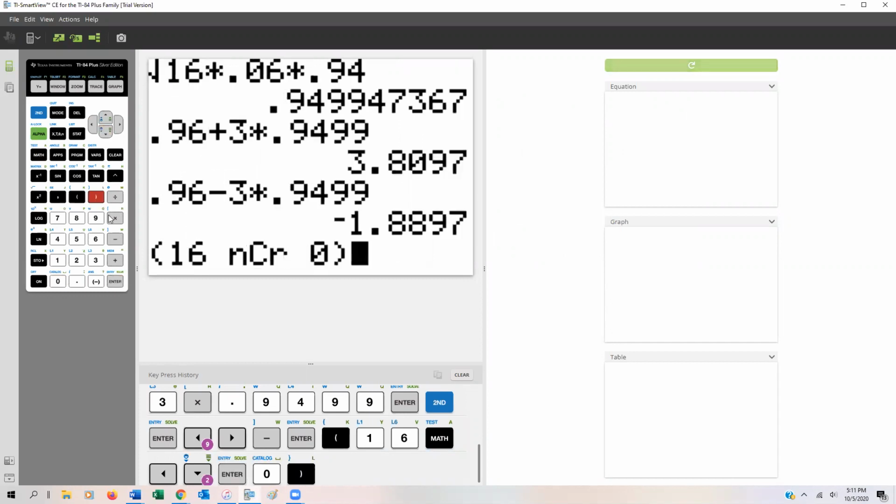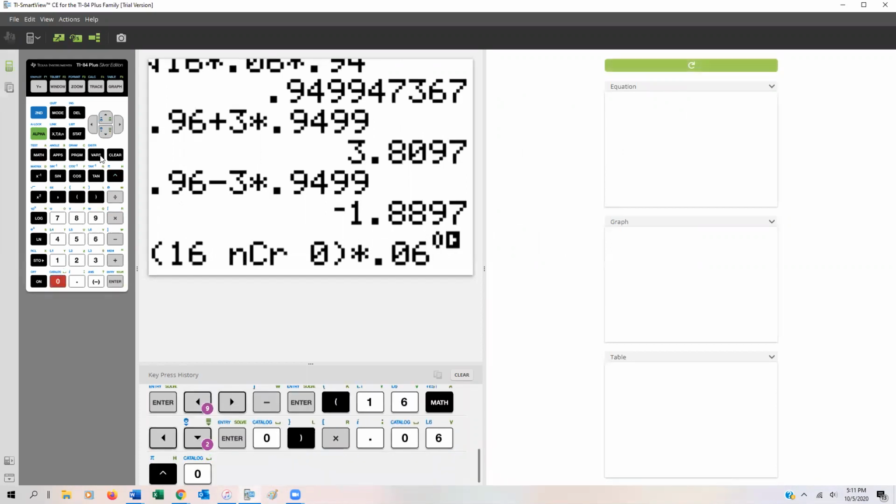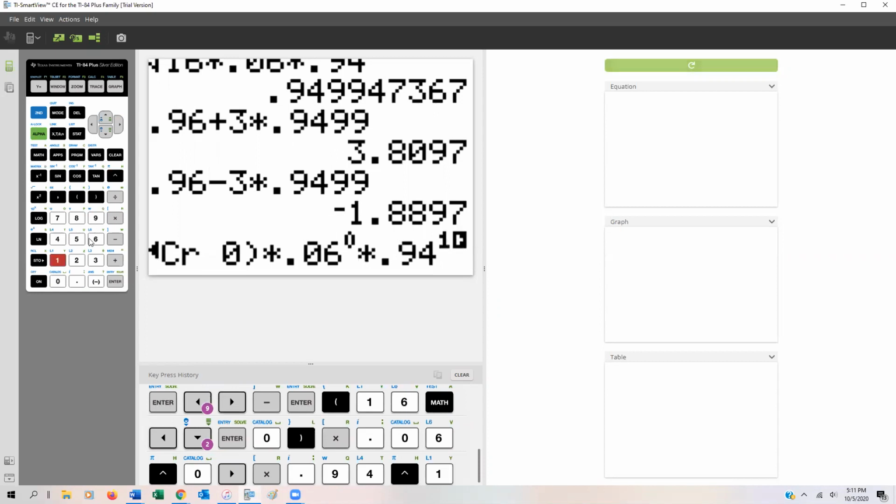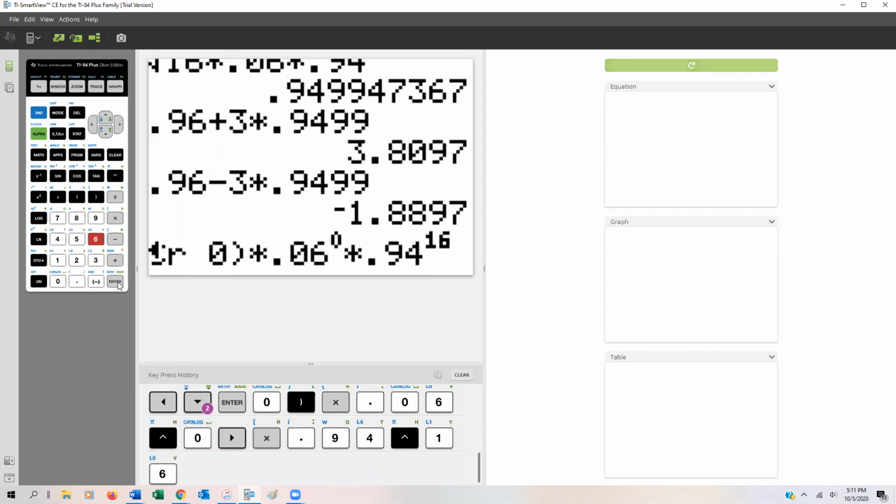Okay. And then you're going to multiply that by 0.06. You're going to raise that to the 0, right? And don't forget, you might have to hit the right key to get out of there. And you're going to multiply that by 0.94. We can raise that to the 16th power, right? And then we're going to hit enter.